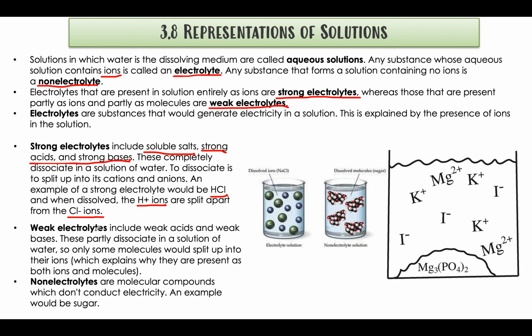Now, weak electrolytes include weak acids and weak bases. These partly dissociate, meaning they partially dissolve in a solution of water. So only some molecules will split up into their ions, which explains why they are present as both ions and molecules. Non-electrolytes are molecular compounds which do not conduct electricity. An example would be sugar.